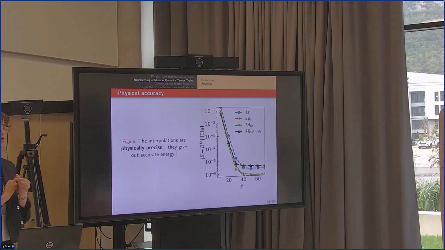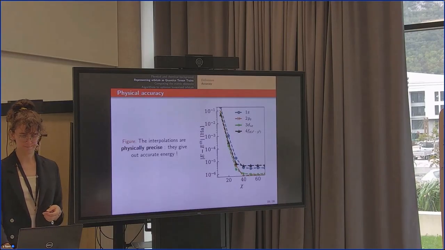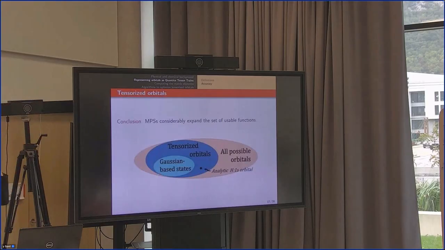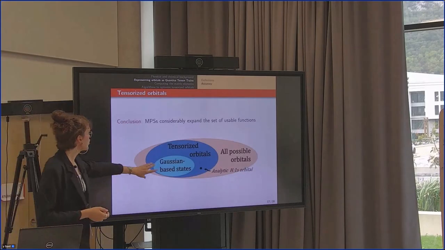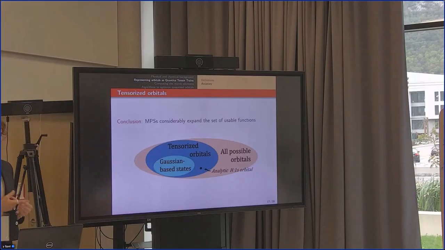We see that not only is the interpolation precise, it gives very accurate physical results. The physical accuracy is also important. Good. So what does it mean? This means that when we use MPS, we considerably expand the set of usable functions to compute these integrals, because before you had Gaussian-based states, now tensorized orbitals, we include the Gaussians, because we saw that Gaussians are well interpolated by TCI.